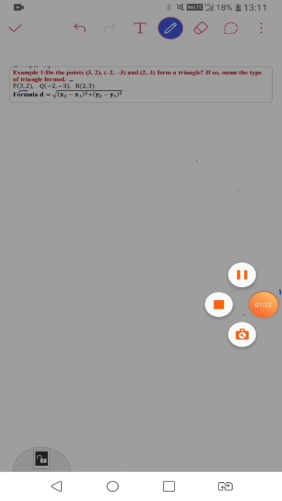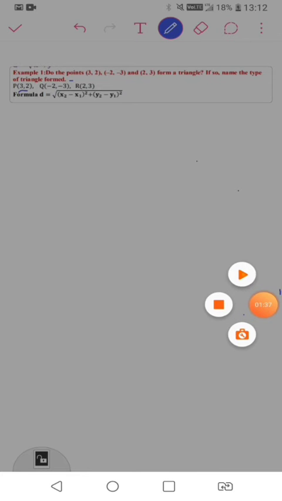If it forms a triangle, we have to show whether it is an isosceles triangle or a right angle triangle. Isosceles triangle means two sides are equal. Right angle triangle means it must verify the Pythagoras theorem. Okay, now we have to apply the distance formula.